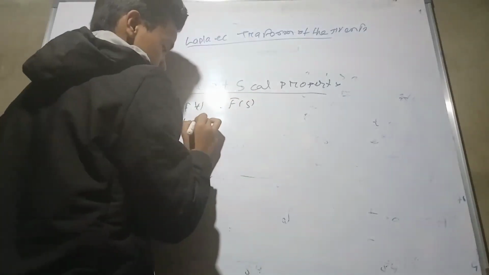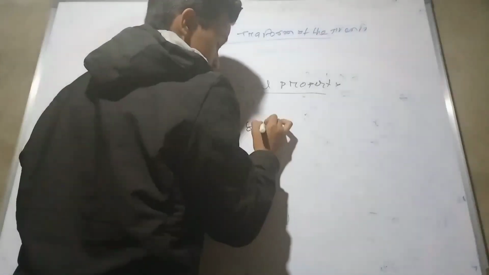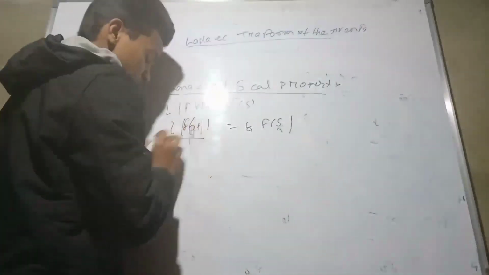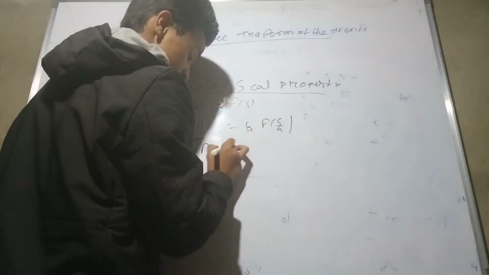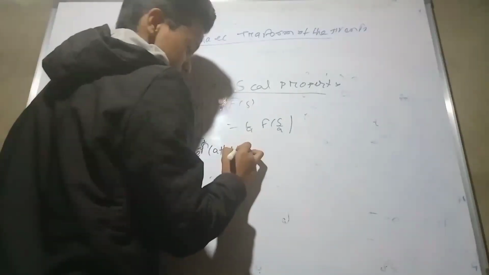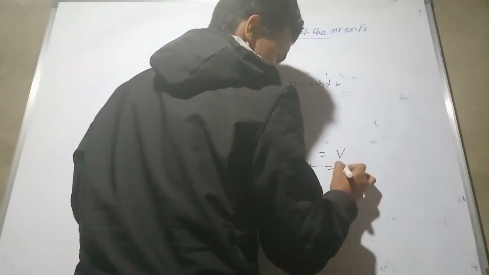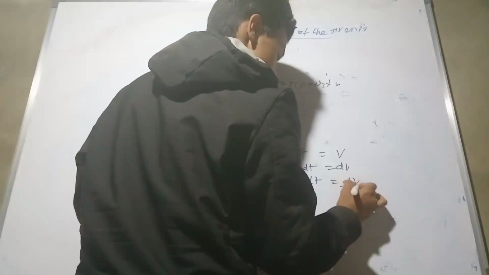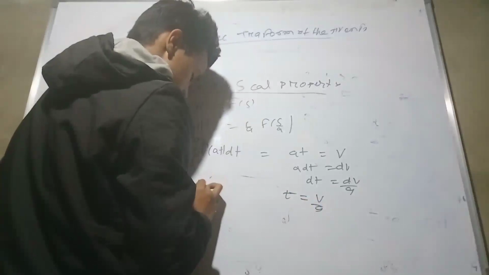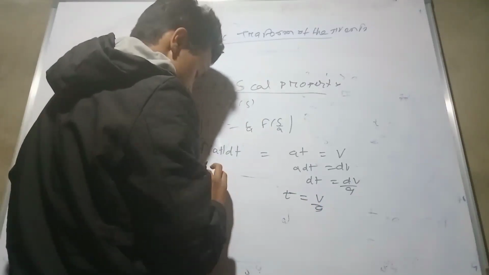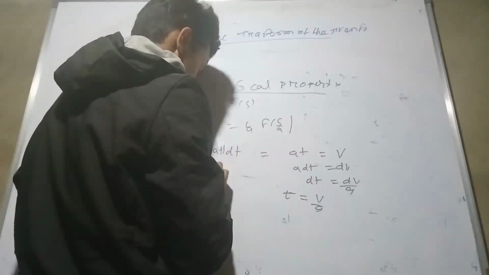Then the Laplace transform of f(at) is equal to 1 by a times F(s by a). Can we prove it? Easily. Let the Laplace transform of f(at) be the integral from 0 to infinity of f(at) e^(-st) dt. Let at equal b, so a dt equals db, and dt equals db upon a. So t equals b by a. If t equals 0, b is 0, and if t is infinity, b is infinity, so the limits do not change.